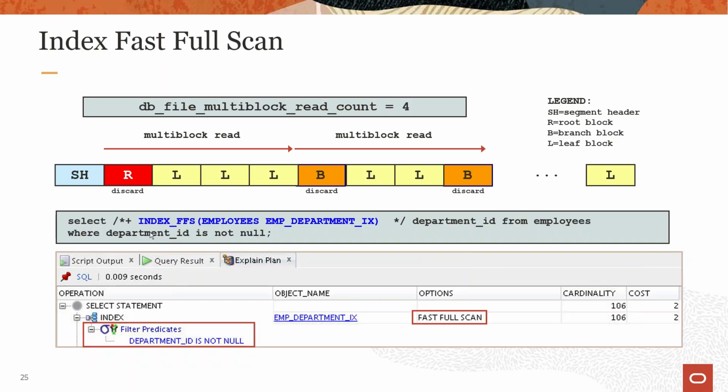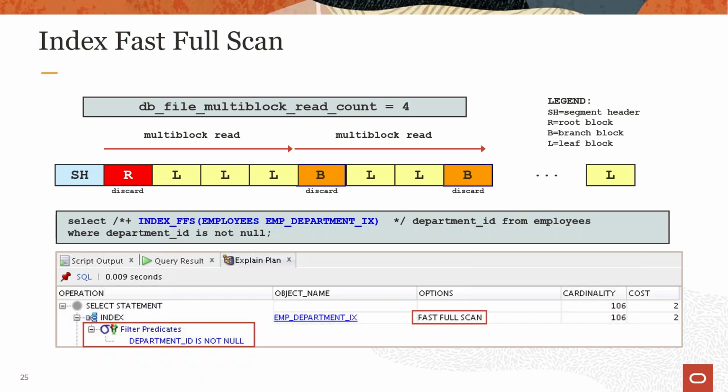So if you have an index upon department ID and you look for the department IDs that are not null, it finds all the department IDs inside the index that are not null. And because you only want to retrieve the department IDs, you get all the department IDs out of your index, and there is no need to access table employees. This is what we call an index fast full scan.